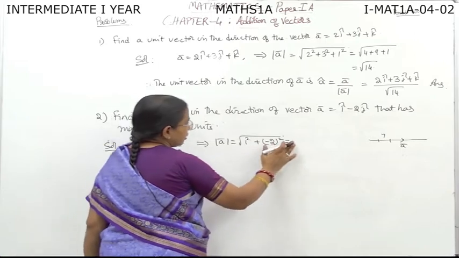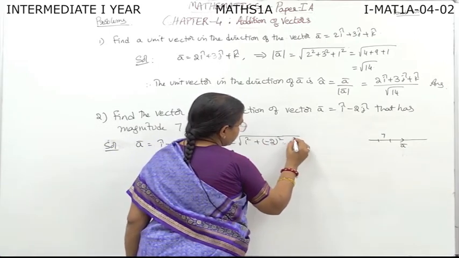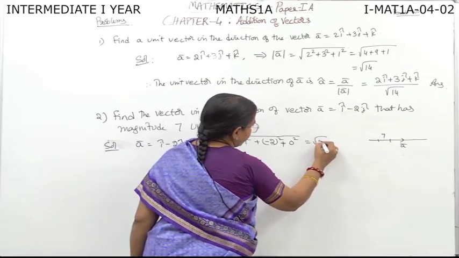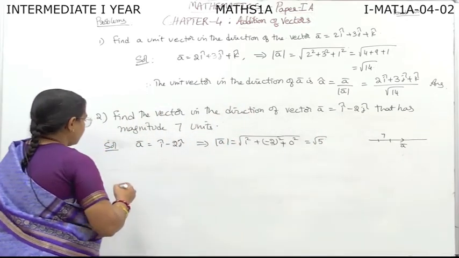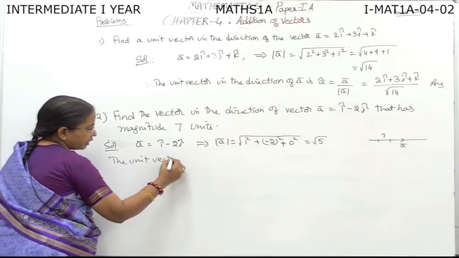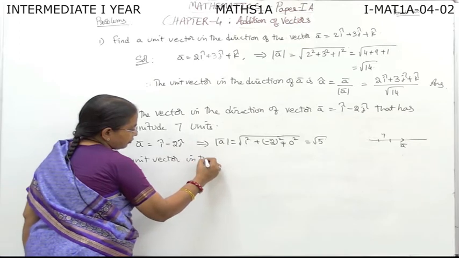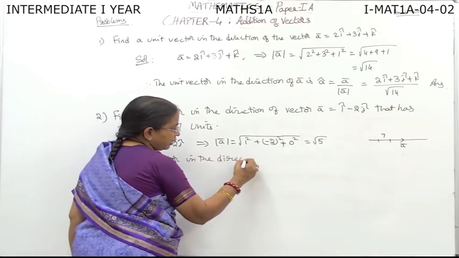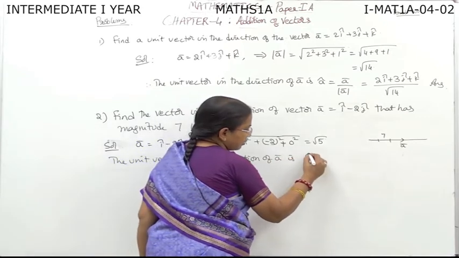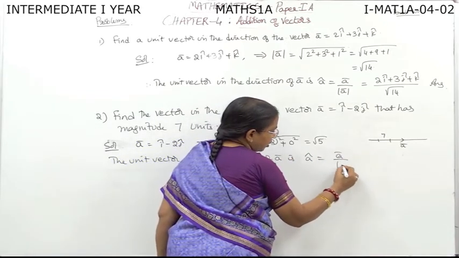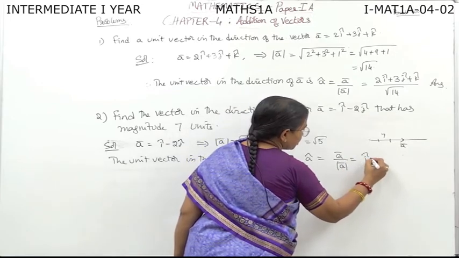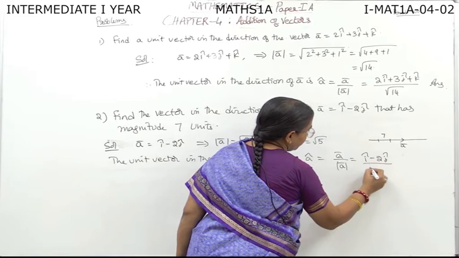K is not there, so it will be 0 square because K is not there. So it is root 5. Now we'll write the unit vector in the direction of A. The unit vector in the direction of A is A cap, which is equal to A by mod A. That is (i minus 2j) by root 5.